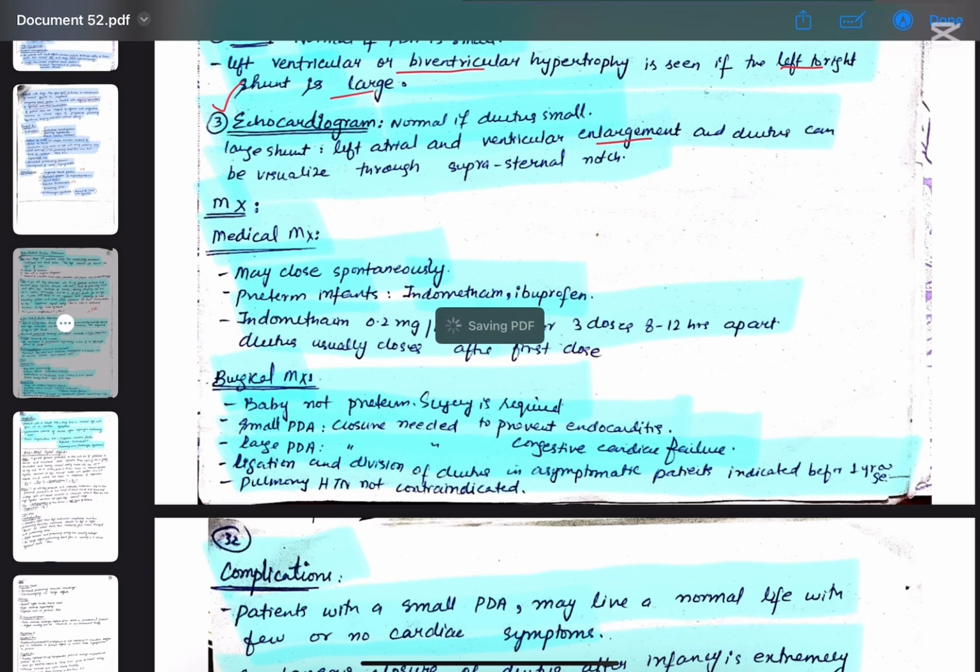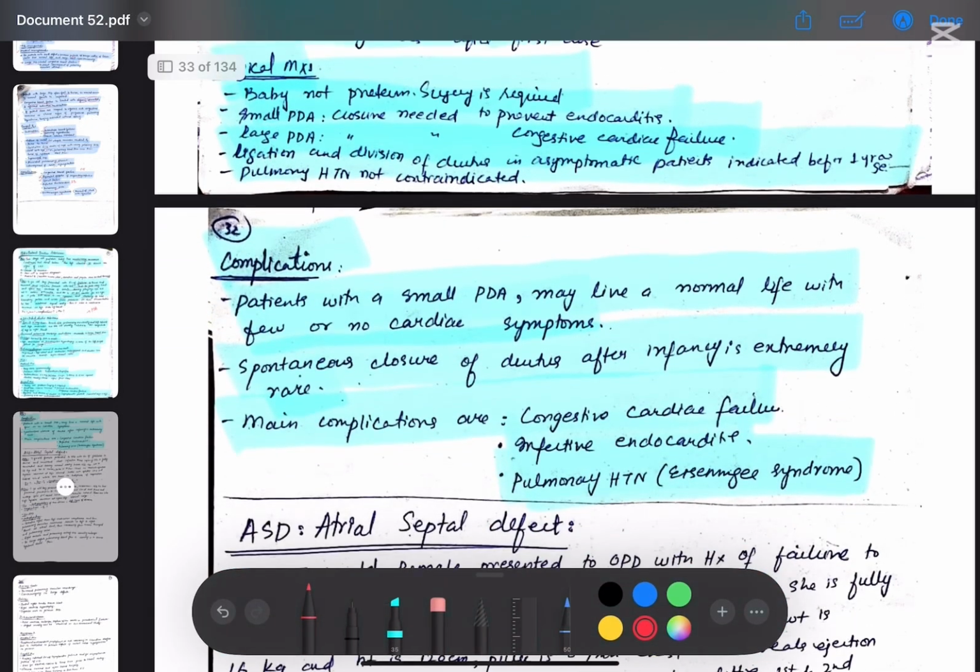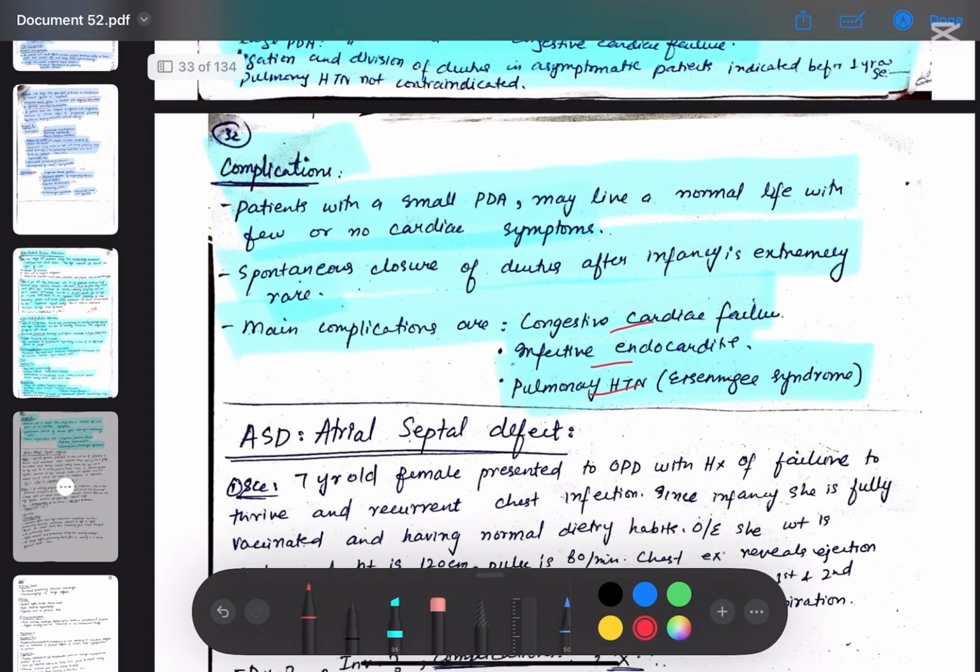The management options are both medical and surgical. Medically, indomethacin is given, while surgically it is done for small PDA to prevent endocarditis, and for large PDA the surgical management is done to prevent congestive cardiac failure. Then we have discussed the complications of the PDA, which are congestive cardiac failure, infective endocarditis, and pulmonary hypertension.